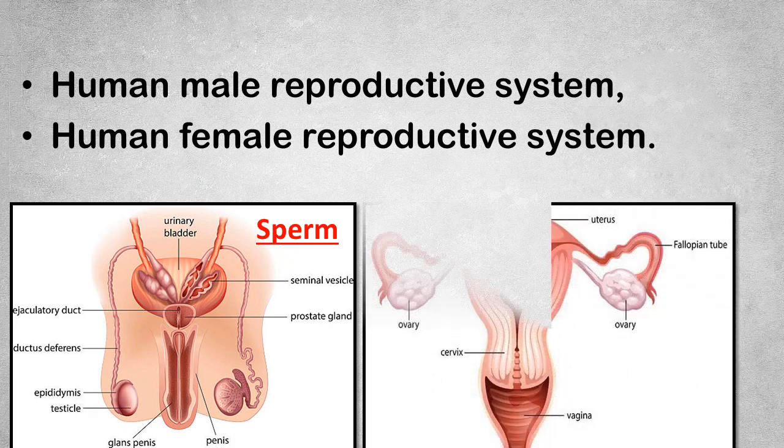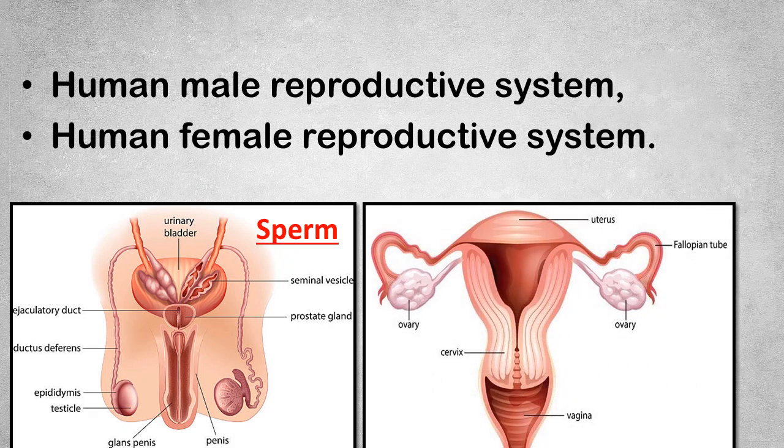Next we have the human female reproductive system. This is a diagram of the human female reproductive system in which you can observe different organs like the uterus, fallopian tube or oviduct, a pair of ovaries, cervix and vagina. The female reproductive system produces the female gamete, which is called the ovum or egg. We have completed these two reproductive systems in detail in our previous video.